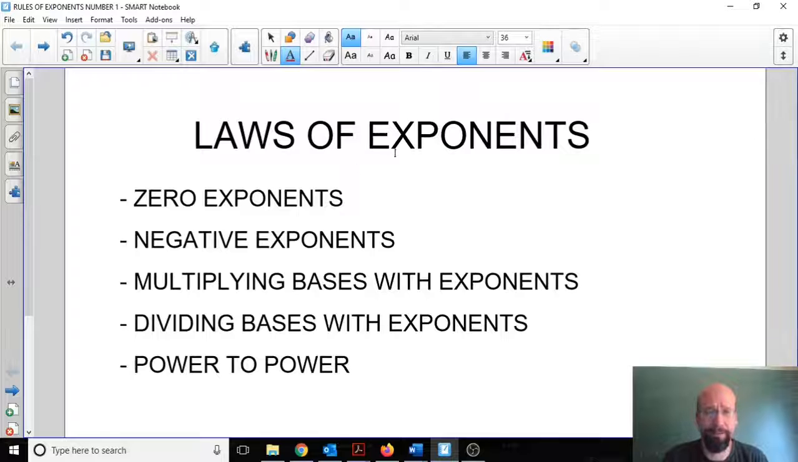Hello, welcome back. Today we're going to talk about the laws of exponents. I'm just going to do an overview of these laws. I'm not going to get into a lot of details, but just an overview so we can understand exactly how they work. These are the 5 laws of exponents we're going to go over. We're going to start with zero exponents.